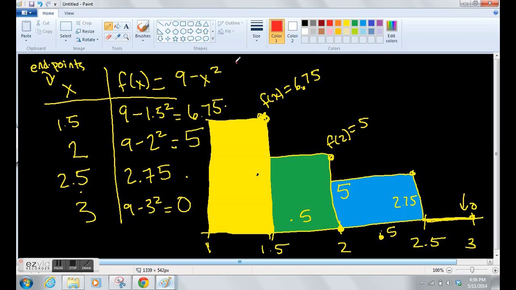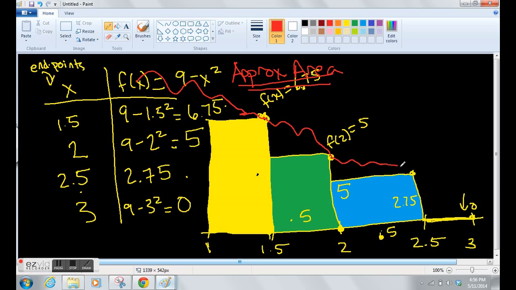Our approximate area, which is the goal of this problem, is to find the approximate area under the curve. We don't know what the curve looks like, but we know it does something, and then it hits here, and then goes down. Actually, we do know it's a parabola, but you see my point. Like that. So this is the approximate area.